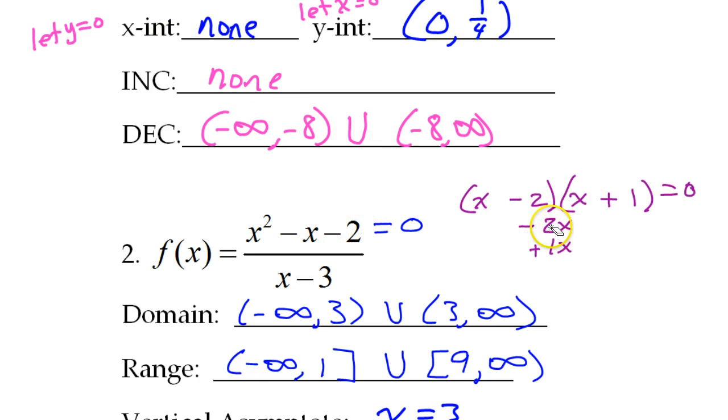Now to find the solutions to this, I set these equal to 0. Let's just do it mentally. So that's going to give us x equals 2. If I set this equal to 0, well, this already has it. And x equals negative 1. So these are my x-intercepts, 2 and negative 1.